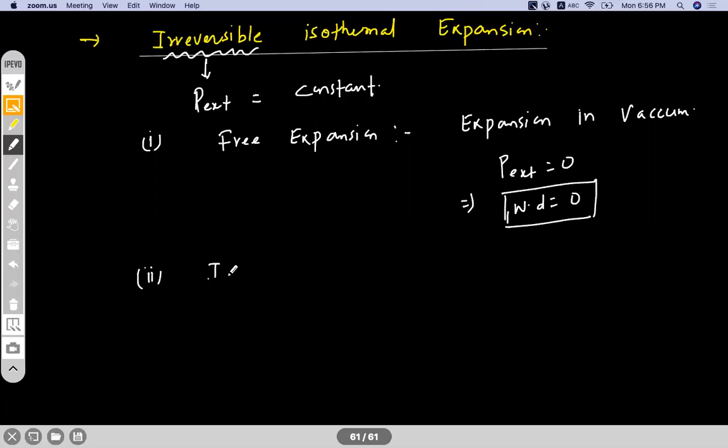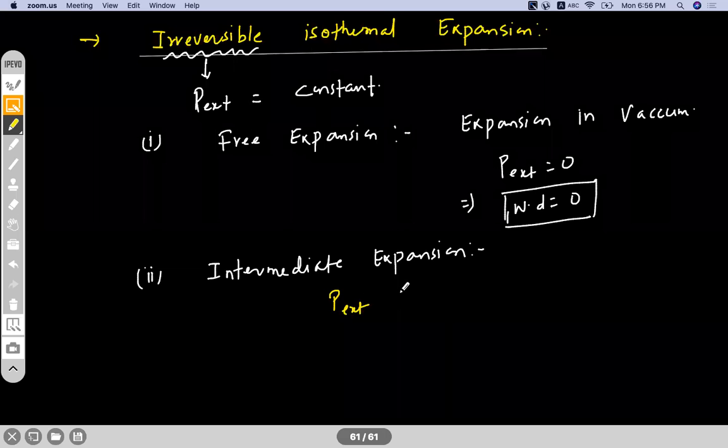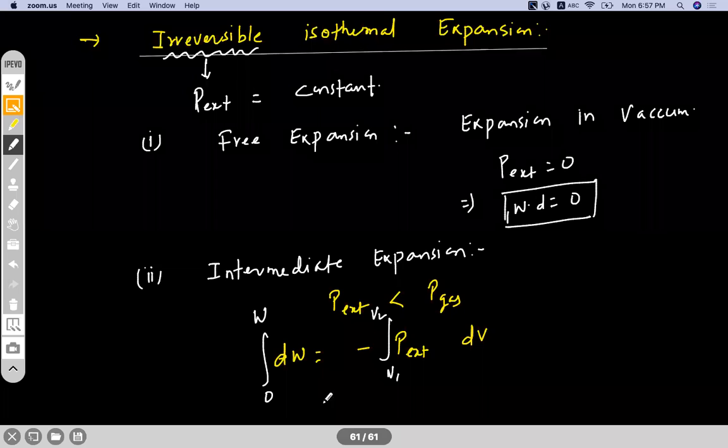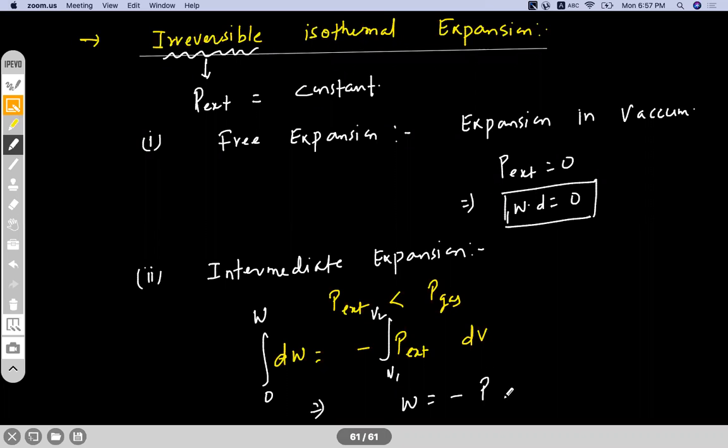The second one is intermediate expansion, when external pressure is less than the gaseous pressure. I'll write it in notation here: P external is less than the pressure of the gas. Hence the gas will push the piston up and expansion takes place. So in this case, the work done dW is equal to minus P external dV. If you integrate it from V1 to V2, since P external is constant, the work done W is equal to minus P external times (V2 minus V1).